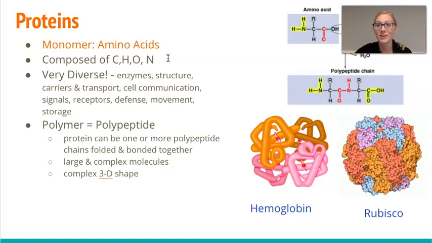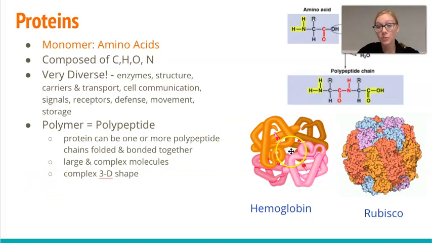Really, proteins are pretty essential to a working cell in general. The polymer makes up something called a polypeptide or a polypeptide chain. That's what we get when we put lots of amino acids together. And proteins can be one or more polypeptides together. The protein chain folds and bonds together in specific ways based on how it's composed, and we get a complex 3D shape.